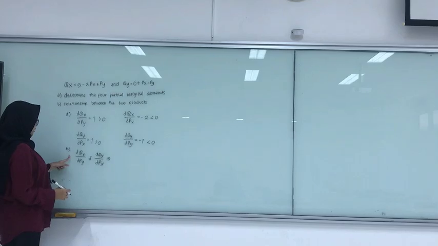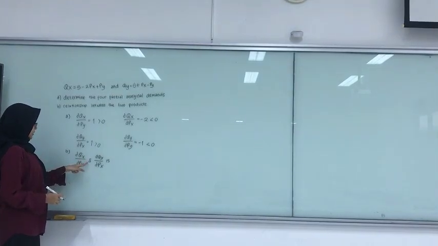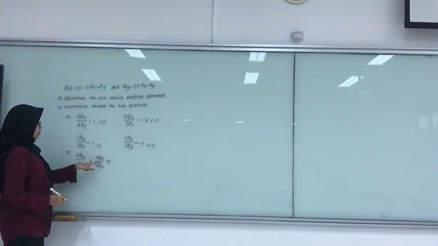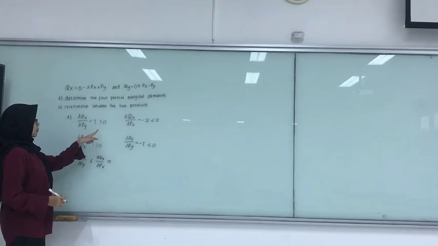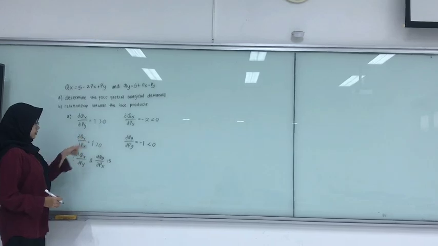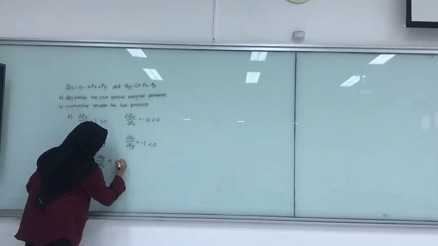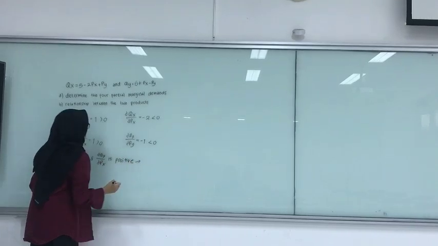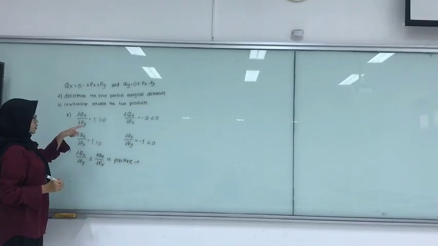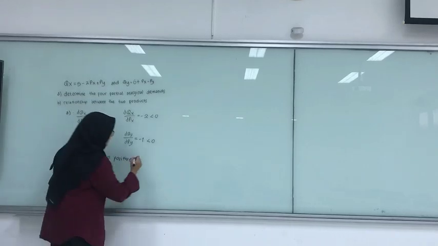For question B, ∂Kx/∂Py and ∂Qy/∂Px are positive because they are greater than 0. So the relationship between the two products is competitive.